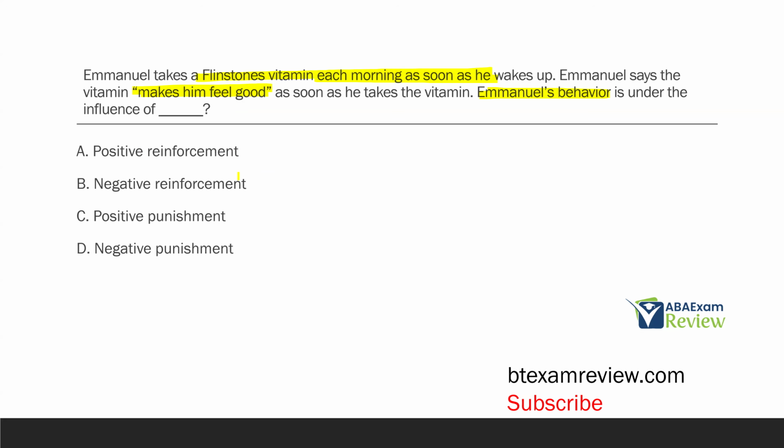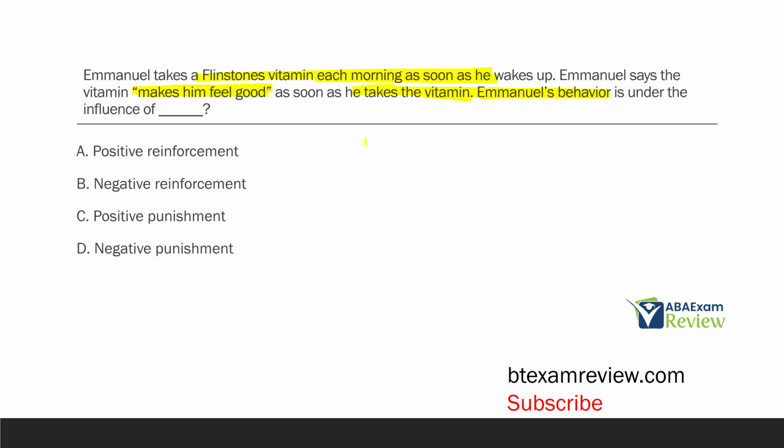Now, if you're new to studying, you need to slow down on consequence questions and break them down. First, ask yourself, how did future behavior change? Did behavior increase or decrease? If it increased or maintained, as in this case where he's still taking the vitamins, we're looking at reinforcement. If it decreased, we're looking at punishment or extinction. Emmanuel continues to take the vitamins, so he's being reinforced.